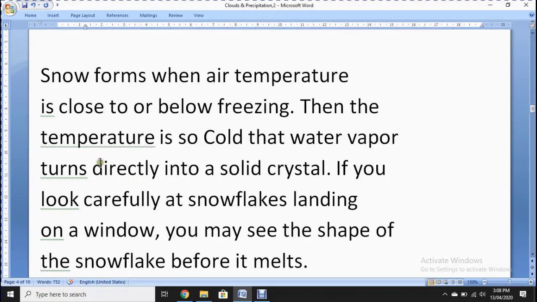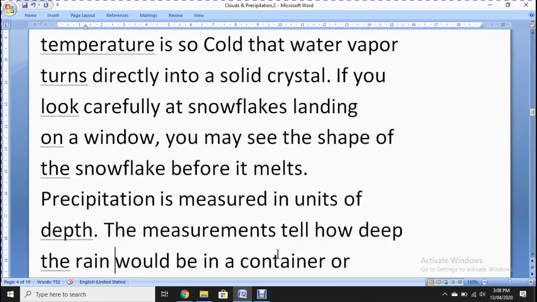So the third thing, snow, forms when air temperature is close to or below freezing. Then what happened? The temperature is cooled and water vapor turns directly into a solid crystal. So it means it freezes. If you look carefully at snowflakes landing on a window, you may see the shape of a snowflake before it melts.